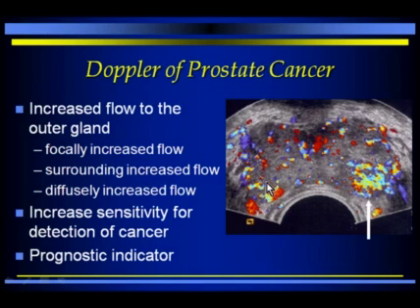Now, in addition to the grayscale abnormalities, people have done a lot of work using Doppler of the prostate to try to identify prostate cancer. Doppler tends to show increased flow to the areas of prostate cancer. These have been classified either as focally increased flow, or increased flow surrounding the cancer, or diffusely increased flow. The bottom line is any kind of increased flow is a marker for possible prostate cancer, and looking for increased Doppler flow will increase your sensitivity for detection of prostate cancer. However, as I will show you later, it's not a very specific marker.